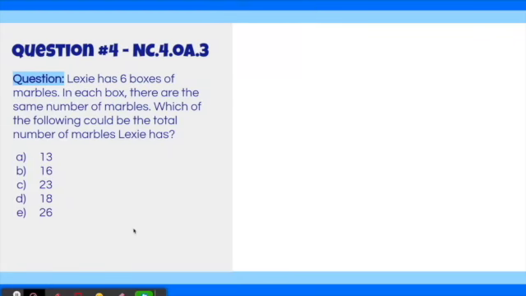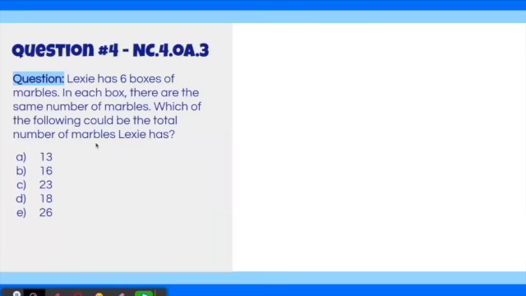Okay, question number 4. Lexi has 6 boxes of marbles. In each box, there are the same number of marbles. Which of the following could be the total number of marbles Lexi has? A, 13, B, 16, C, 23, D, 18, or E, 26? Okay, so go ahead and pause the video here if you need more time. The answer to this question is D, 18.